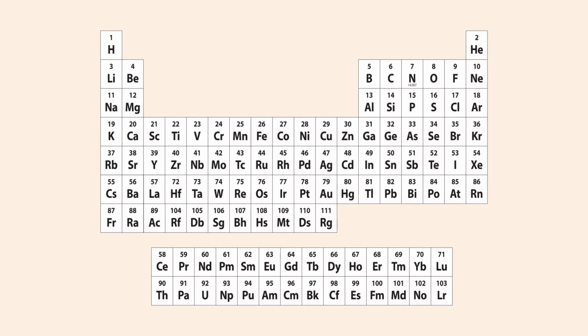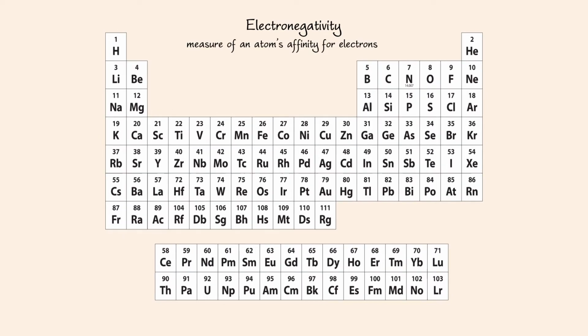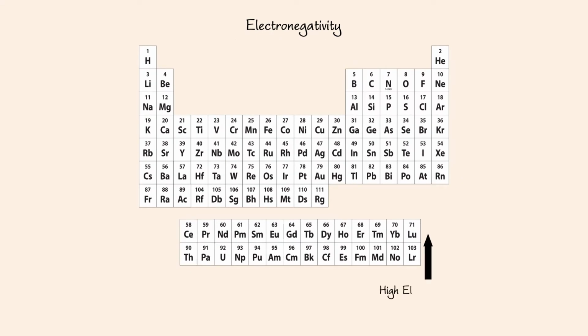Before we discuss chemical bonds, we need to discuss an important chemical property, electronegativity. Electronegativity is the measure of an atom's affinity for electrons. Elements with high electronegativity accept electrons. Fluorine is an example of an element with very high electronegativity. Thus, it freely accepts electrons.